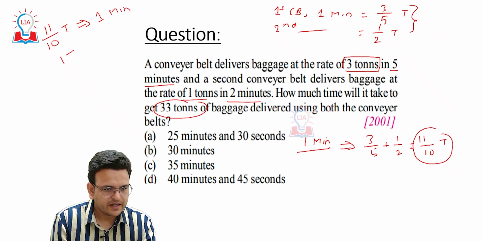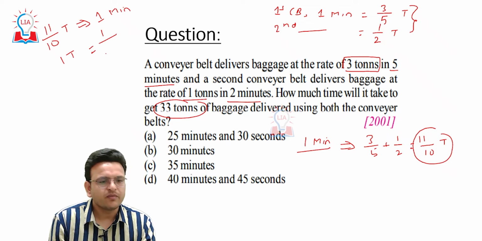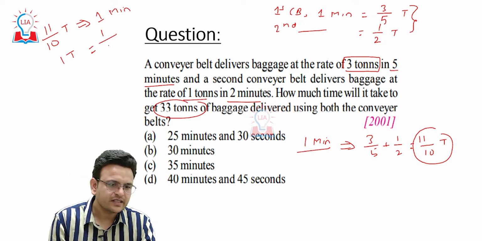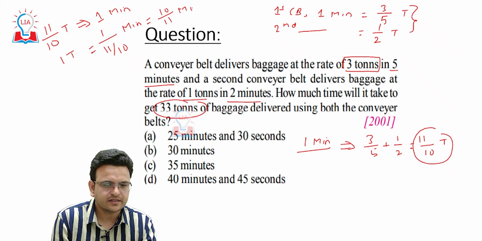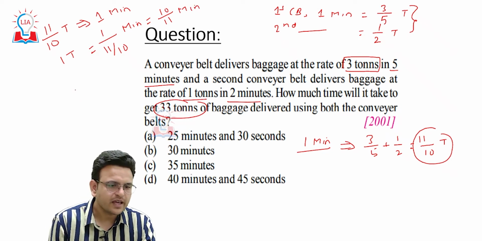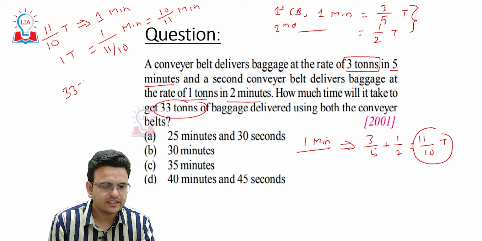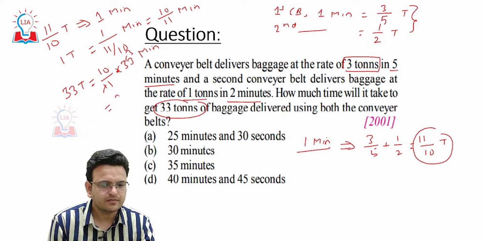For 1 ton of baggage they will take 1 upon 11 upon 10 minute, which becomes 10 upon 11 minute. So how much time will they take to deliver 33 ton? It will be 10 upon 11 into 33 minutes, which becomes 30 minutes.